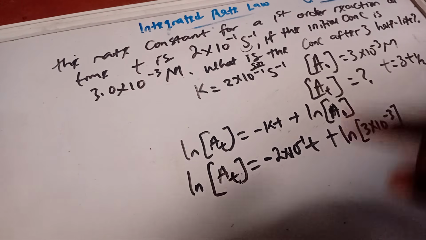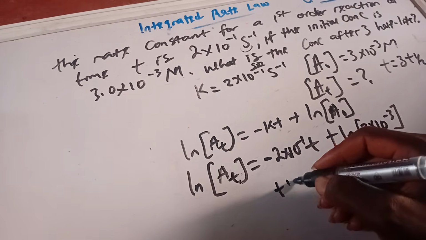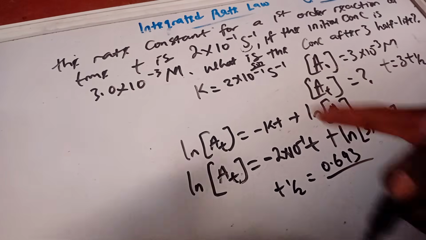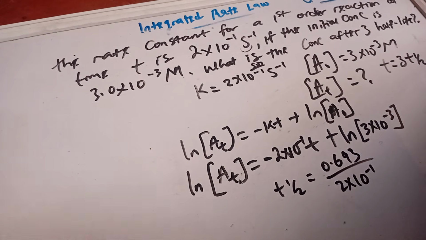Now let's find our t first. Half-life equals 0.693 over k, and our k is 2 times 10 raised to power minus 1. That's the formula for half-life. In normal physics we say over lambda; this is like a lambda, so 0.693 over k, your rate constant. That's 0.2, so 0.693 divided by 0.2. Our half-life is 3.465.